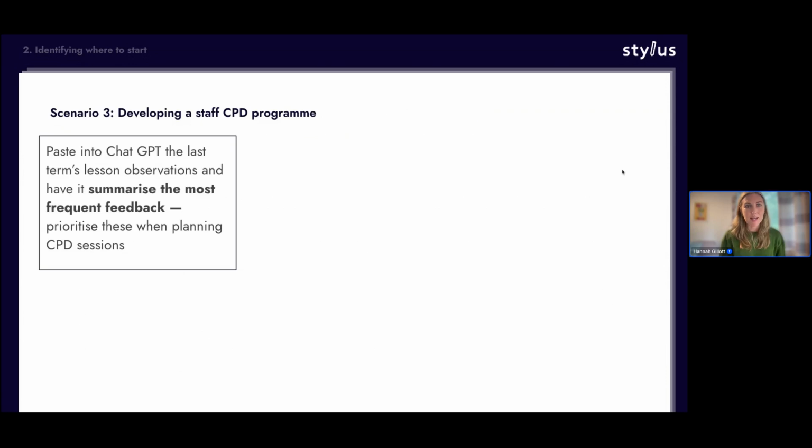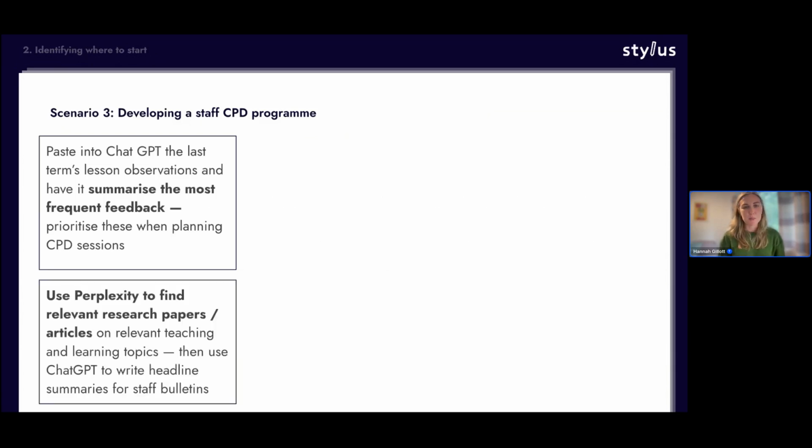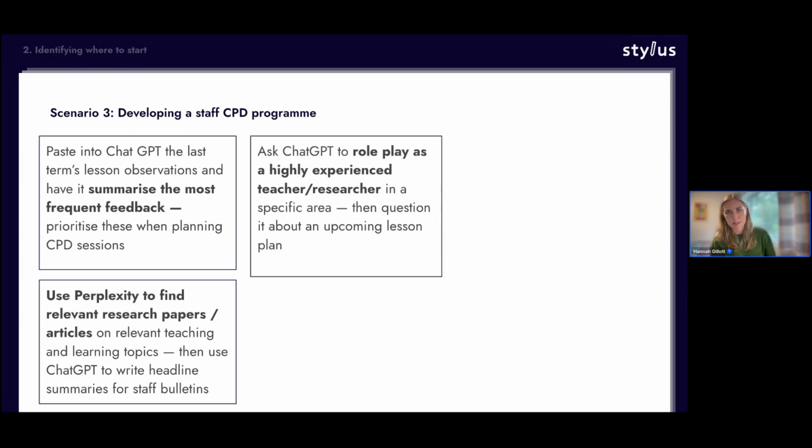So first thing we can do, again, is go back to the lesson observations. So let's look at what's coming up across the whole school and prioritise that when we're planning those sessions. We can use Perplexity, which is a great online tool, to go and find relevant research papers. So in some ways it functions like Google in that it is going and searching for you, but it will give sources. So if you ask it to look for research papers for you or anything around what constitutes high quality feedback, it will give you the source that it's found. And then we can turn those into summaries for staff bulletins using ChatGPT.